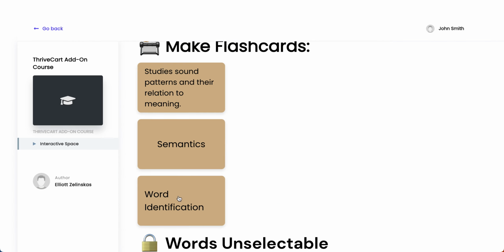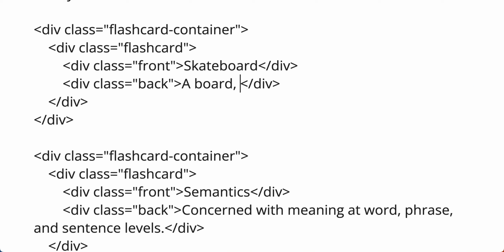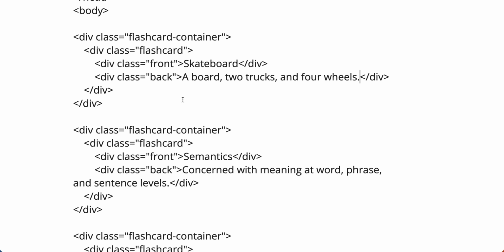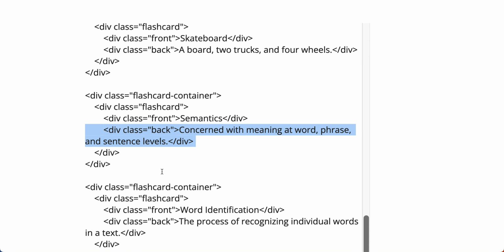But again, if I didn't want phonology, if I wanted skateboard as an example, I probably also want to change the back. And that's where the definition goes. So I would just highlight this. And then if it was skateboard, I would say something like a board, 2 trucks and 4 wheels or something like that. And all you have to do is update your front and back to correspond with the words that you wanted.